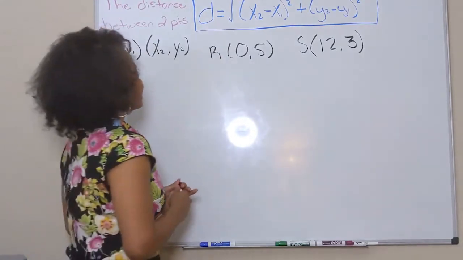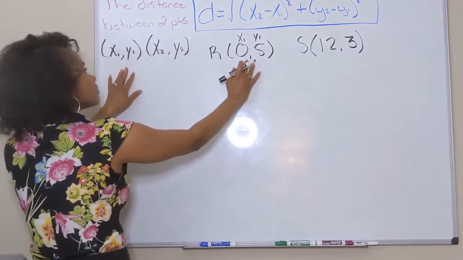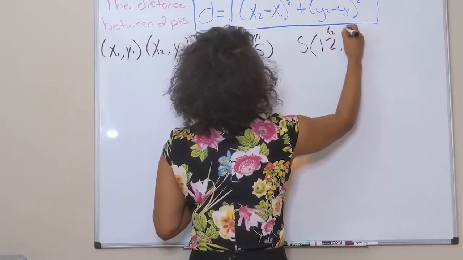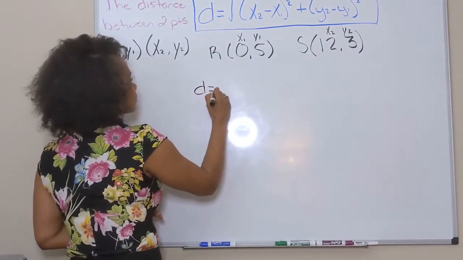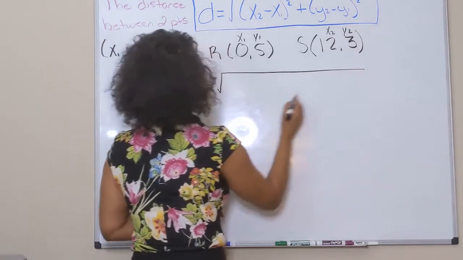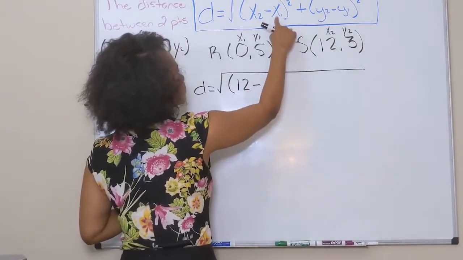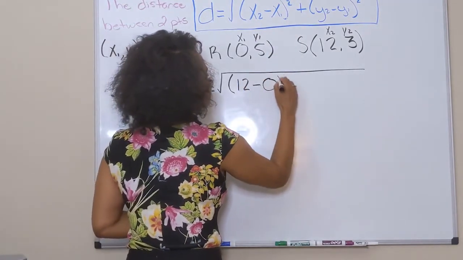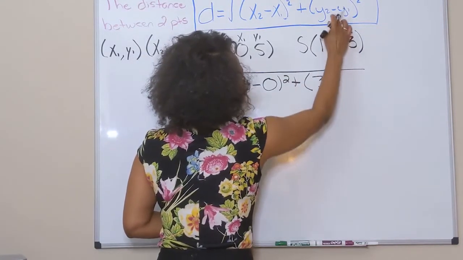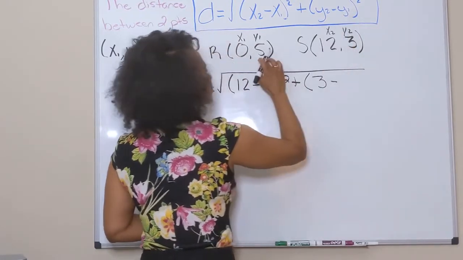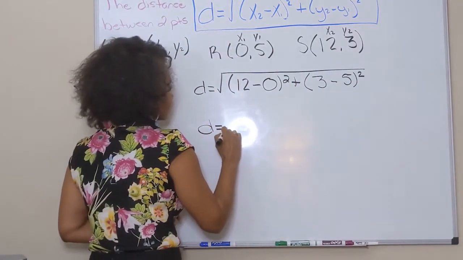So here we go. What I'm doing right here, I'm just labeling everything x1, y1, and x2, y2. And then I'm simply going to plug my x sub 2 minus x sub 1 into the formula. So my x sub 2 is 12, my x1 is 0, bring down that squared, plus my y sub 2 is 3, and my y sub 1 is 5. Bring down my squared. And from that point, I'm just simplifying the problem.